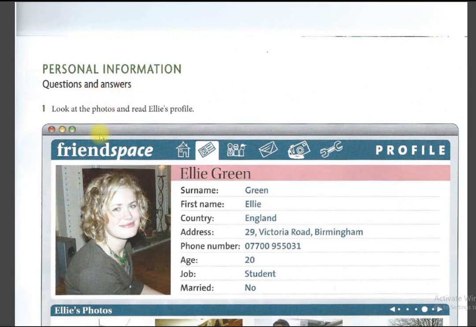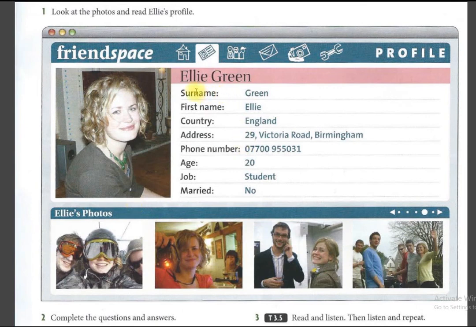Next page we have personal information. So let's go to the questions and answers. You have a picture here, okay, and you have this nice beautiful girl. Her name is Ellie. Okay, let's see what we have here. You see that we have a number of pieces of personal information about this young lady, Ellie Green. What is her surname? What does surname mean? Surname means the family name, or the last name, or the title. Her last name is Green. What is her first name? First name is the first name, which is Ellie. The country, England, address, phone number, age, job, and marital status, whether she is married or not married.